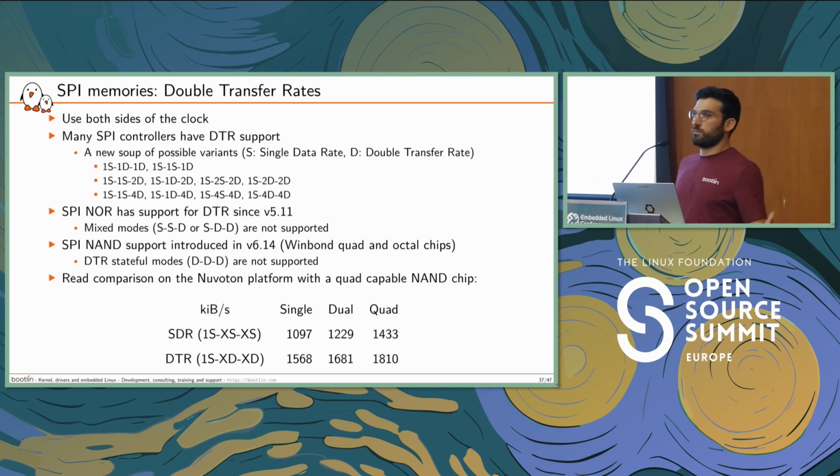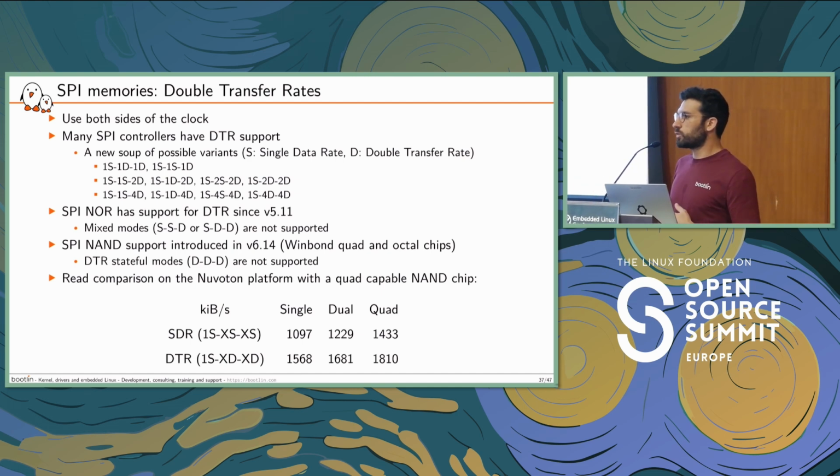All right, but we are still using half of the capacity until we use double sampling rate, DDR, or in this case, DTR, double transfer rate. Data rate meant that the data would be sampled on both edges. And here transfer means that the command, address, dummy, and data cycles may also benefit from that.